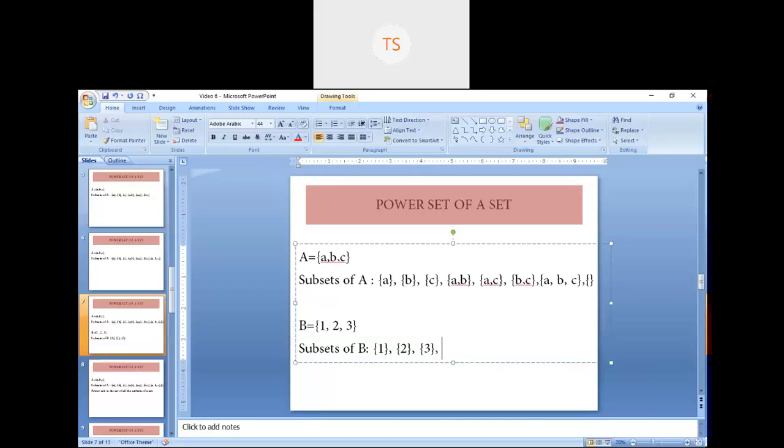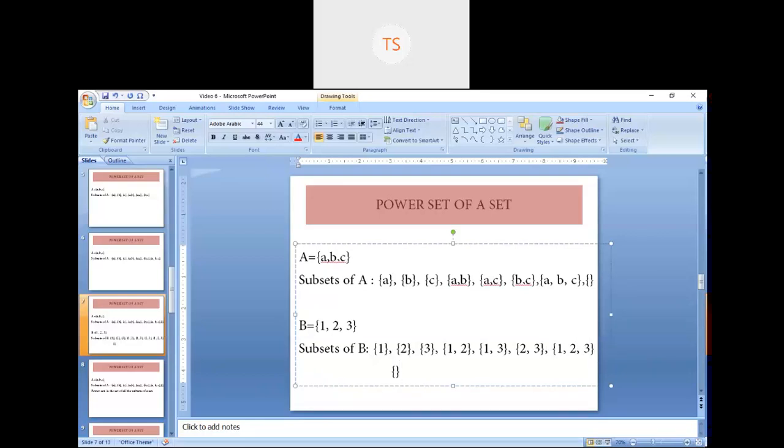Then you choose 2 elements, 1, 2. Then I can write 1, 3. Next I can write 2, 3. Then write the subset containing 3 elements, 1, 2, 3. It becomes the set itself, and the last one will be the empty set. So these are the subsets of capital B.